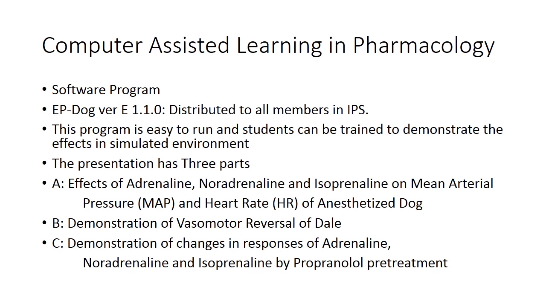Now this presentation is in three parts. Part A is the demonstration of adrenaline, noradrenaline and isoprenaline effect on the mean arterial pressure and heart rate of the anesthetized dog. The second is to demonstrate the vasomotor reversal phenomenon as described by Sir Henry Dale, and the third is how these changes are seen in the presence of beta blockers such as propranolol. So we begin with the first.